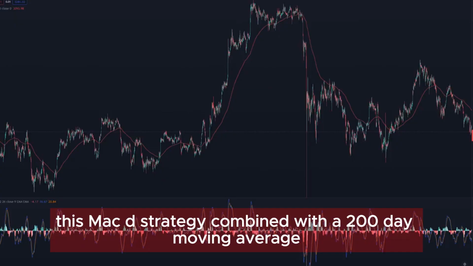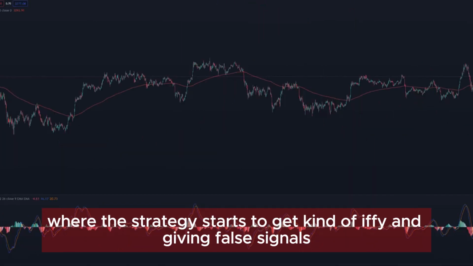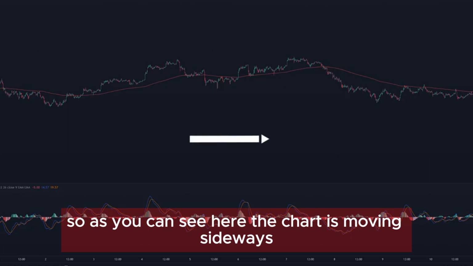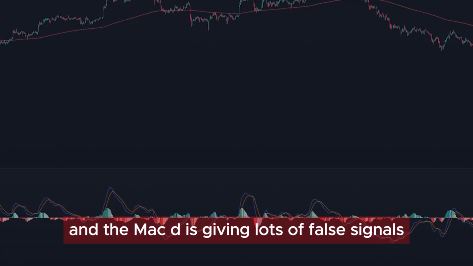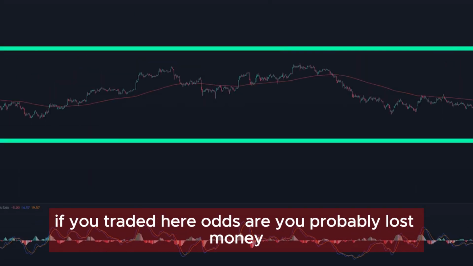This MACD strategy, combined with a 200-day moving average, works extremely well only if there's a lot of price movement. Where the strategy starts to get kind of iffy and give false signals is when the chart starts going sideways and losing momentum. As you can see here, the chart is moving sideways and lost almost all of its upward momentum, and the MACD is giving lots of false signals. If you traded here, odds are you probably lost money.